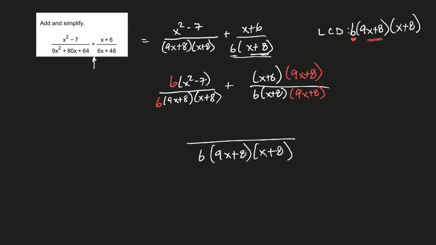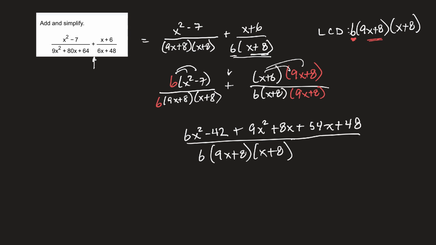Okay, now I have the same denominator, so I can just write it over one denominator. And then on the top, since this is add, I'm just going to use the distributive property and then FOIL those ones over there. So this would be 6x squared minus 42 plus, on this side I'll have 9x squared plus 8x plus 54x plus 48. Okay, so I FOILed that.